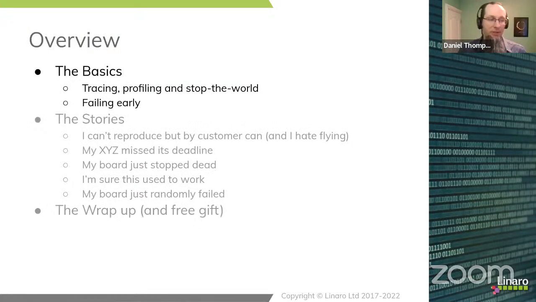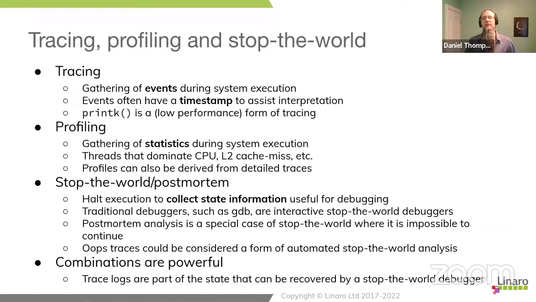So we're going to start off with some basics, which is just kind of scene setting, and this concept I've called failing early. So the scene setting is thinking about different approaches to debugging. The first type of debugging that most people start to use, and often don't think of it as debugging in some sense, is based on tracing. Tracing is ultimately just the gathering of events during system execution. Good tracing systems have a timestamp which helps you to interpret the information you see, particularly in things like the kernel and other things that react to the world around them.